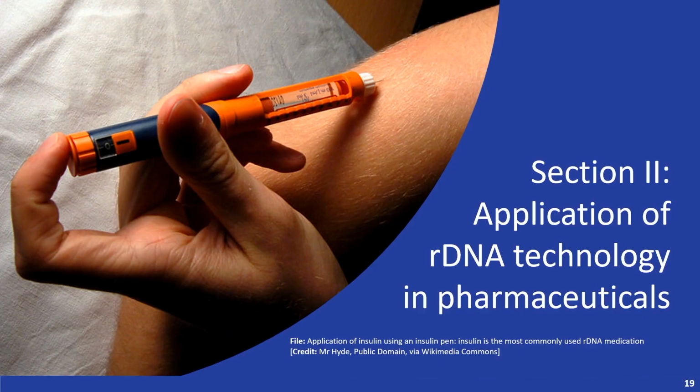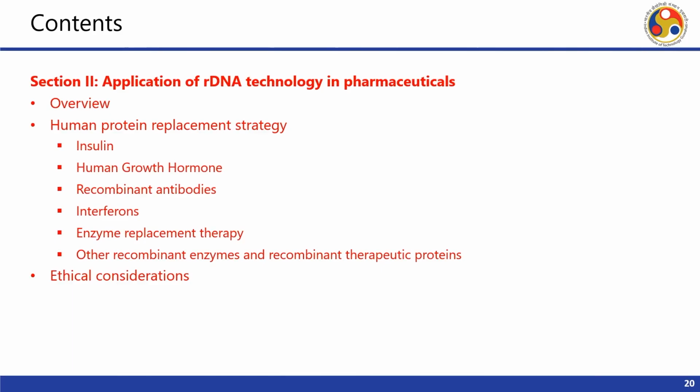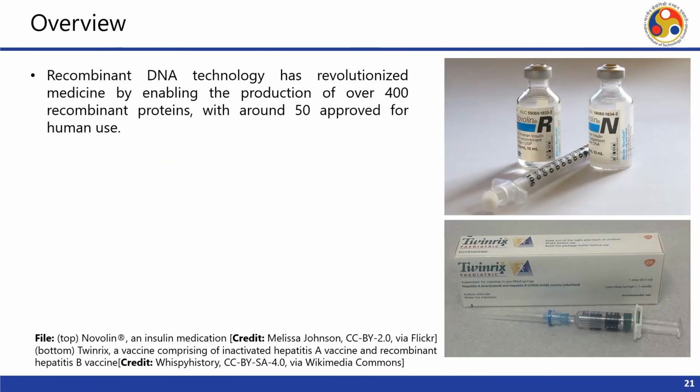Let us now go on to discuss the application of rDNA technology in pharmaceuticals. In this section, we have an overall overview of the application of rDNA technology in pharmaceuticals. Then we discuss human protein replacement strategies like insulin, human growth hormone, recombinant antibodies, interferons, enzyme replacement therapy, then other recombinant enzymes and recombinant therapeutic proteins. And we will also have a small discussion on the ethical considerations, because this is all about human therapy.